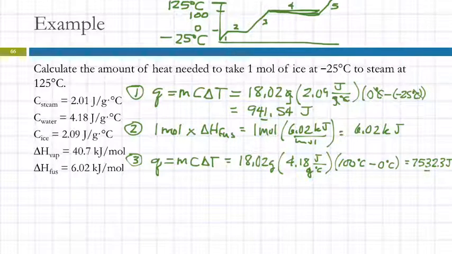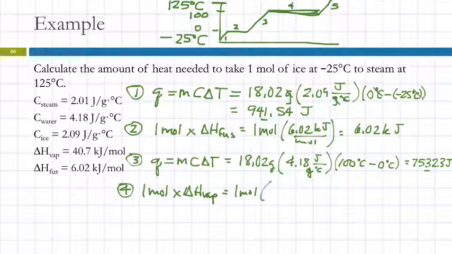Line segment 4. Well, we've got water boiling. So we're going to have the amount of water, 1 mole, times the heat of vaporization. So 1 mole times 40.7 kilojoules per mole. That's going to be 40.7 kilojoules.